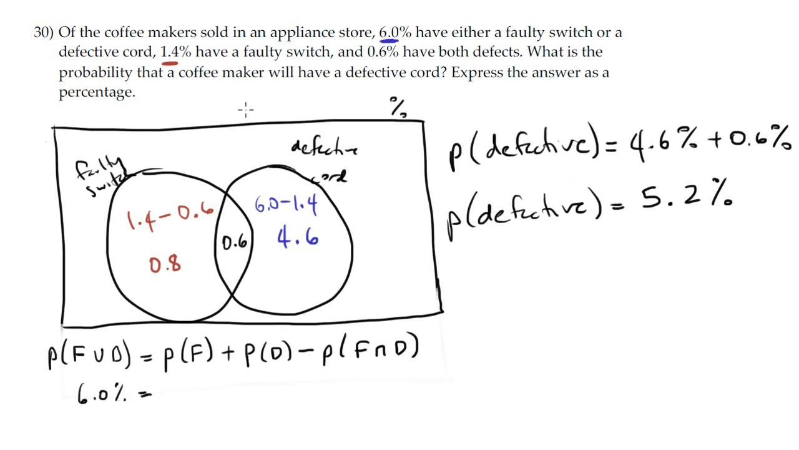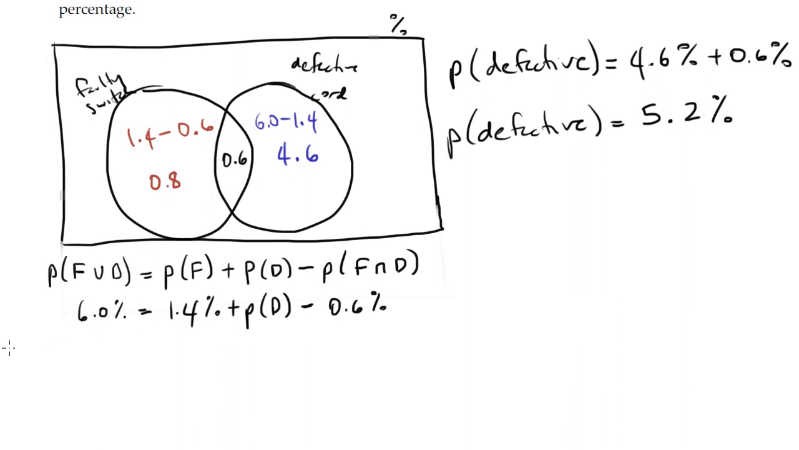And the probability of a faulty switch, we have that as well. That's 1.4%. Plus the probability of a defective cord. We do not know that. That's what we're trying to find. Minus the probability that they have both, which is 0.6%. So let's see if we can whittle this down a bit. So we've got 6.0% equals 1.4 minus 0.6. That's our 0.8% plus the probability of B. That's this number here that we got.